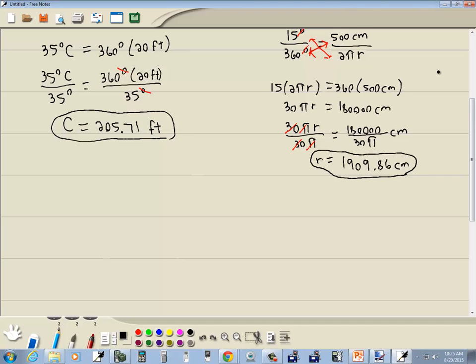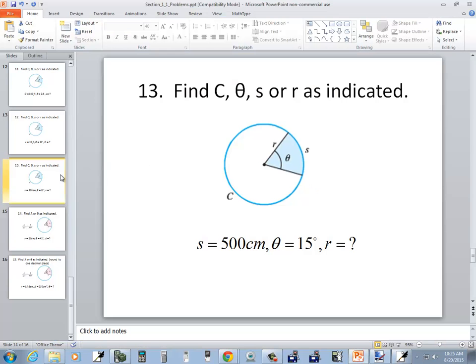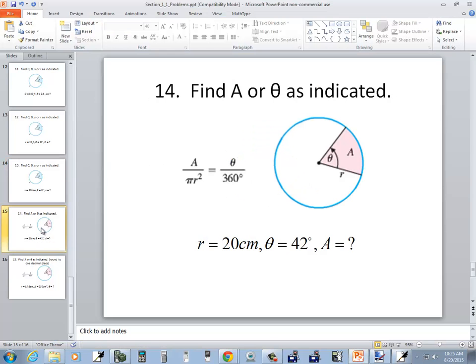Okay, now that was our proportion dealing with the arc length. We can also have a proportion dealing with the area, and I'll show you the picture here, and then I'll try to draw it myself. Okay, so this is our picture. We got a circle, of course. We got our arc length here. We got our angle. The capital uppercase A represents the area of this little piece here. The R, of course, is our radius.